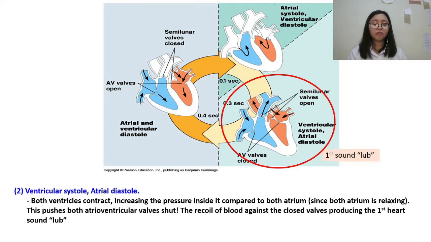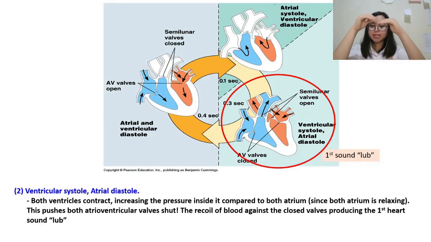Step number 2, ventricular systole, atrial diastole. At this stage, both ventricles will contract, increasing the pressure inside it. So both ventricles contract, increasing pressure inside it, compared to both atria. Right now, the atria are relaxing. So this will push both atrioventricular valves shut. Ada valve kan, ada injap yang menghalang darah daripada terpusing belakang. The atrioventricular valves will be shut.